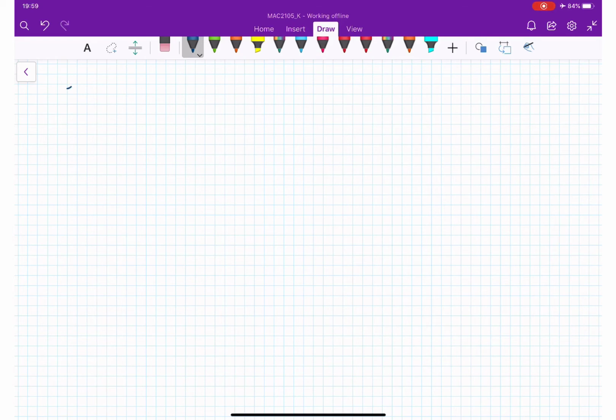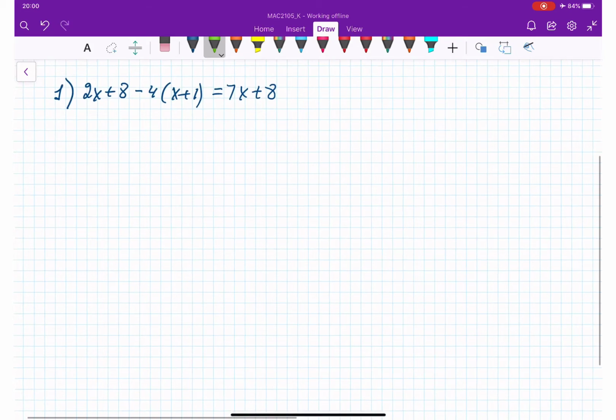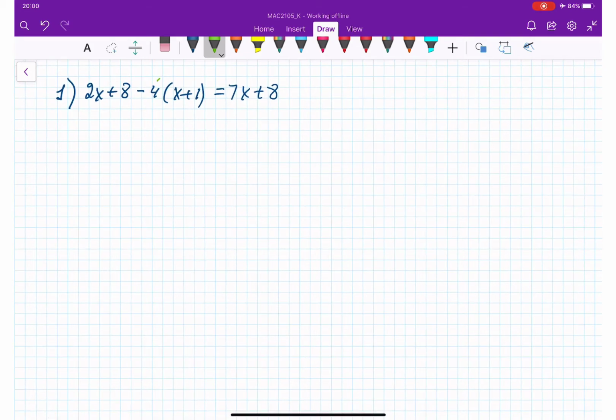Okay, solving first problem. 2x plus 8 minus 4 times (x plus 1) equal 7x plus 8. Alright, let's solve for x. First of all, we are going to distribute, right? This negative 4 by x by 1.